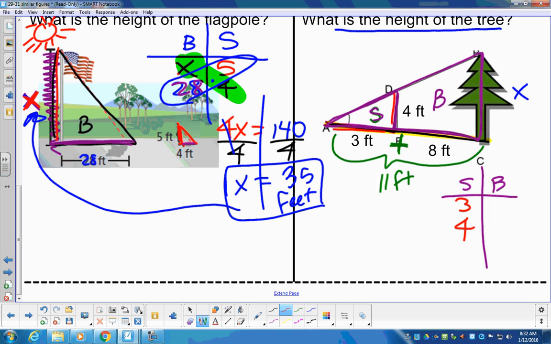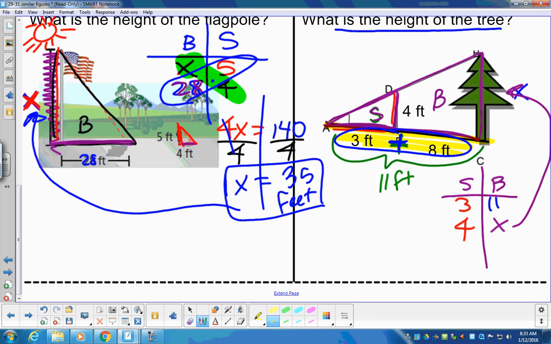It doesn't matter which one's on top. But now that they're in, we have to correspond our parts. The 3 in the small is the same as the base of the big. The total base of the big we just decided was 8. I'm sorry, 11. The 3 in the small is the same as 11 in the big. So the base of the small is 3. The base of the big is 11. The unknown value then, of course, is x. We're trying to find the height of the tree.